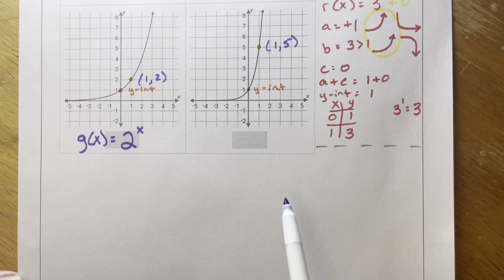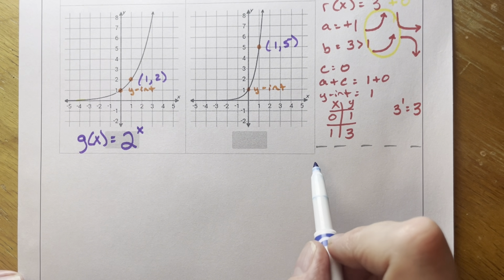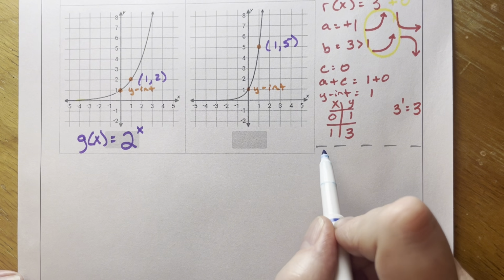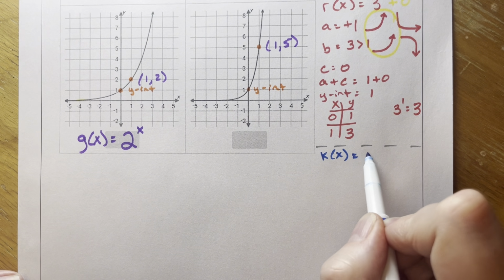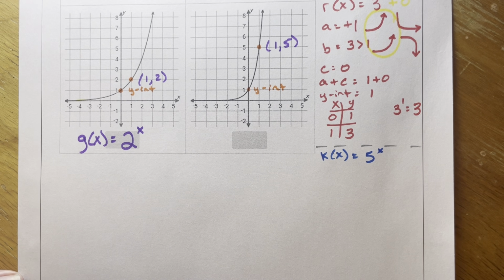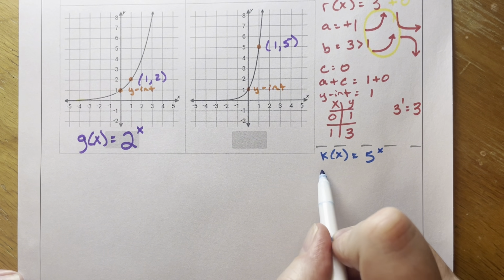For the purpose of being able to see the writing of analyzing graphs, we're going to analyze in a slightly out of order fashion. So let's look at k of x is equal to 5 to the x power. So again, let's start off with a.